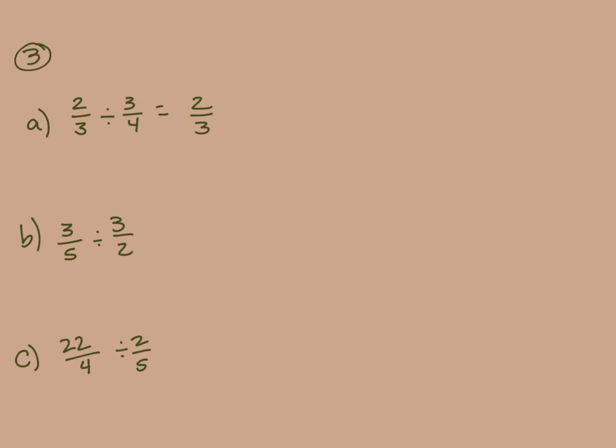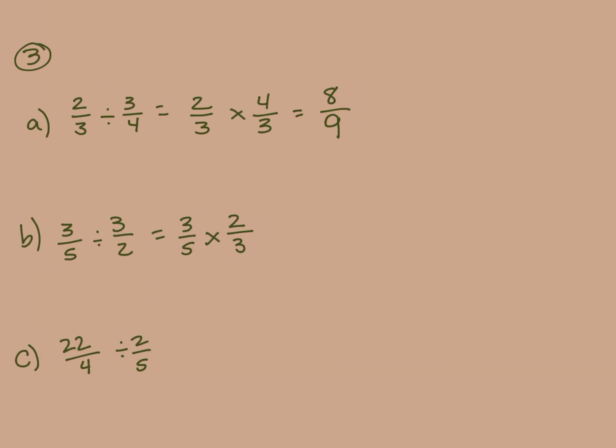Number 3. Leave the first fraction, change it to multiplication, and flip the second. 2 times 4 is 8. 3 times 3 is 9. Leave the first fraction, change it to multiplication, flip the second fraction.